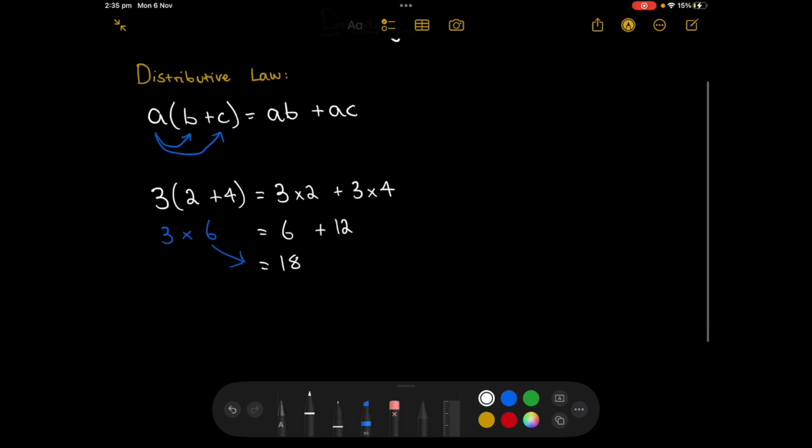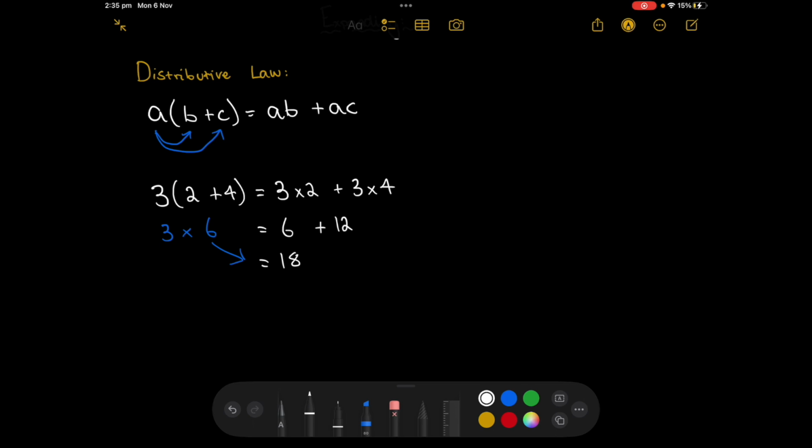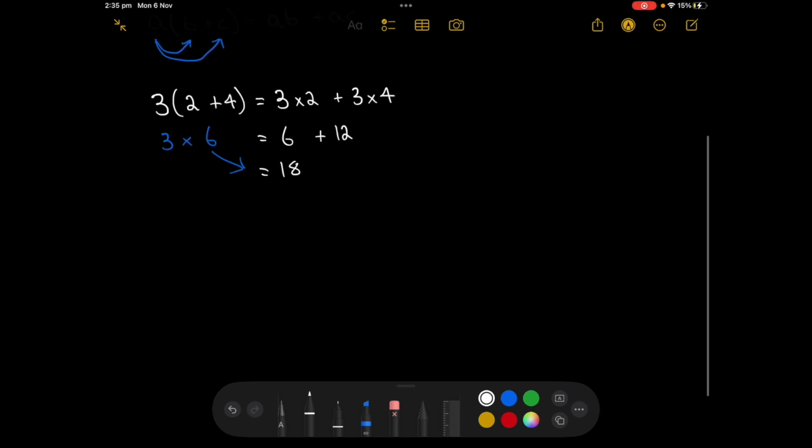So when you're using it, you're probably more likely to see it in an algebra context. So let's have a look at an algebra version of the distributive law. So if we have 2 multiplied by (x plus 4), well, we know that this is the same as going 2 multiplied by x, which is just 2x, plus 2 times 4, which is 8. So from the distributive law, we know that 2 times (x plus 4) is the same as 2x plus 8.